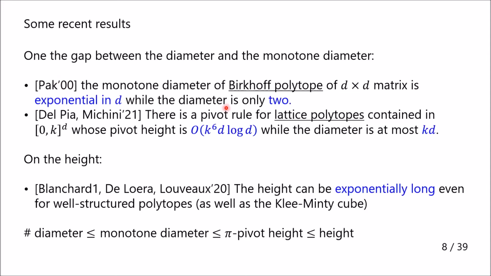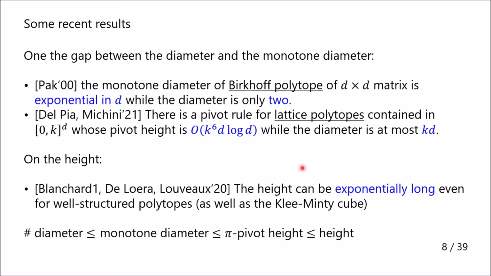And on the other hand, of course, this gap can be relatively small, for example, for lattice polytopes, as shown in this paper. The authors of this paper show that there is a pivot rule, which is a sophisticated one that makes use of the well-known Hausdorff approach, and whose pivot height is given like this. And as I will explain later, the diameter in this case is at most k times d.